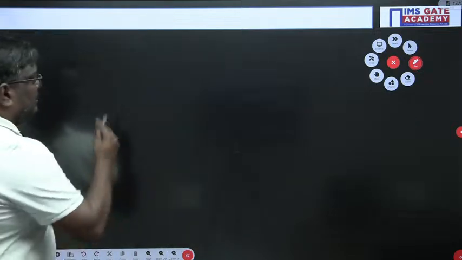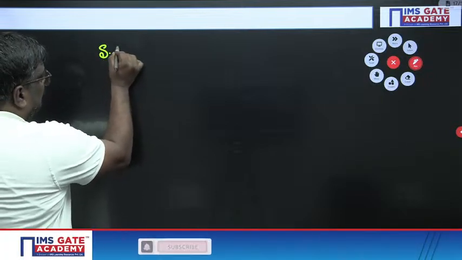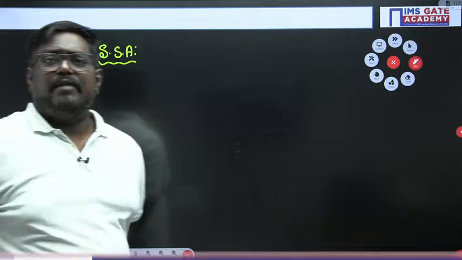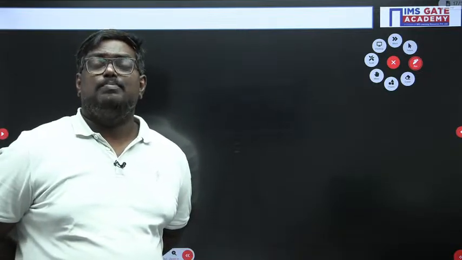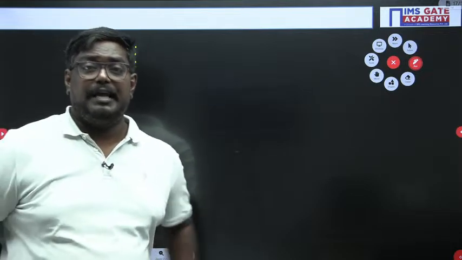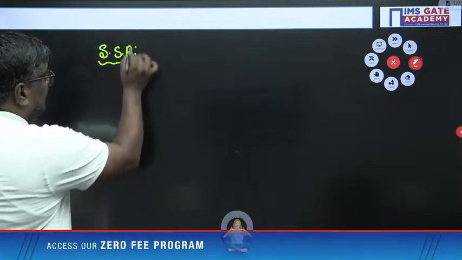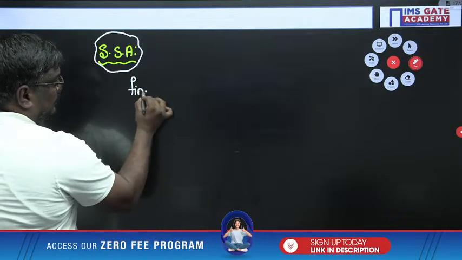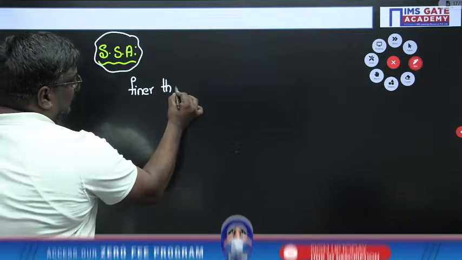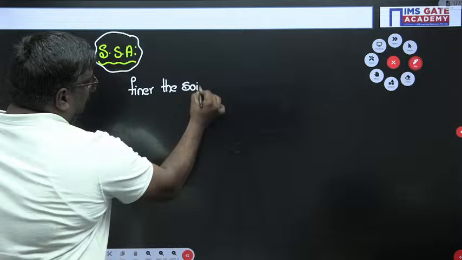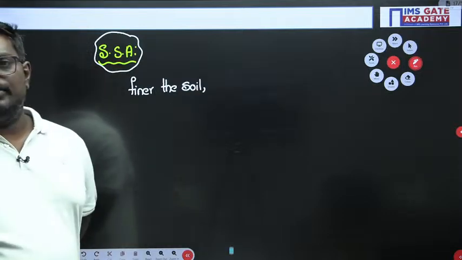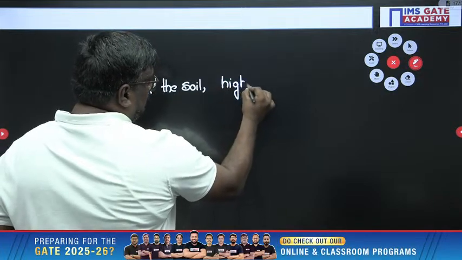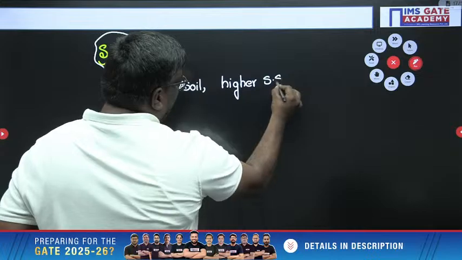Now, similarly, my dear students, we should have an idea on specific surface area. What is specific surface area? It is the surface area of soil particles present in unit weight. Again, I am telling you, it is the surface area of soil particles present in unit weight. And remember, you should always understand this point, it can also be a GATE question: the finer the soil, the higher the specific surface area.